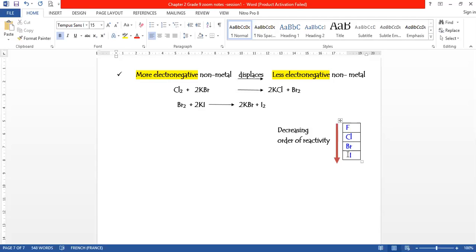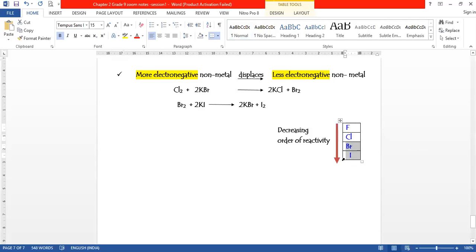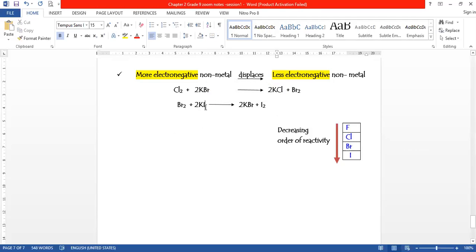Similarly, I can take these two elements and do the reaction, that is Br and I. You can see that Br is above I. So Br can displace I from its compound. This is not KI with an L, this is KI, which is potassium iodide. So bromine goes and displaces iodine from potassium iodide, and it forms potassium bromide and iodine. Okay, so this is the type of reaction in which non-metals are involved, that is displacement reaction involving non-metals.